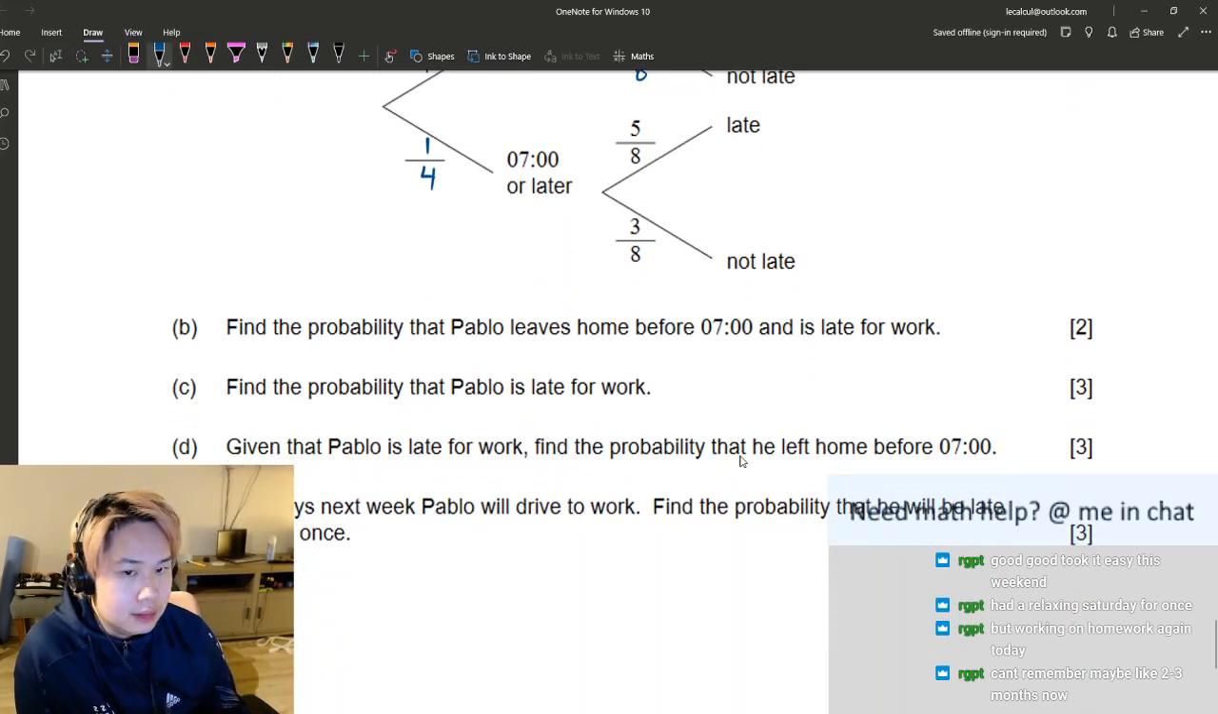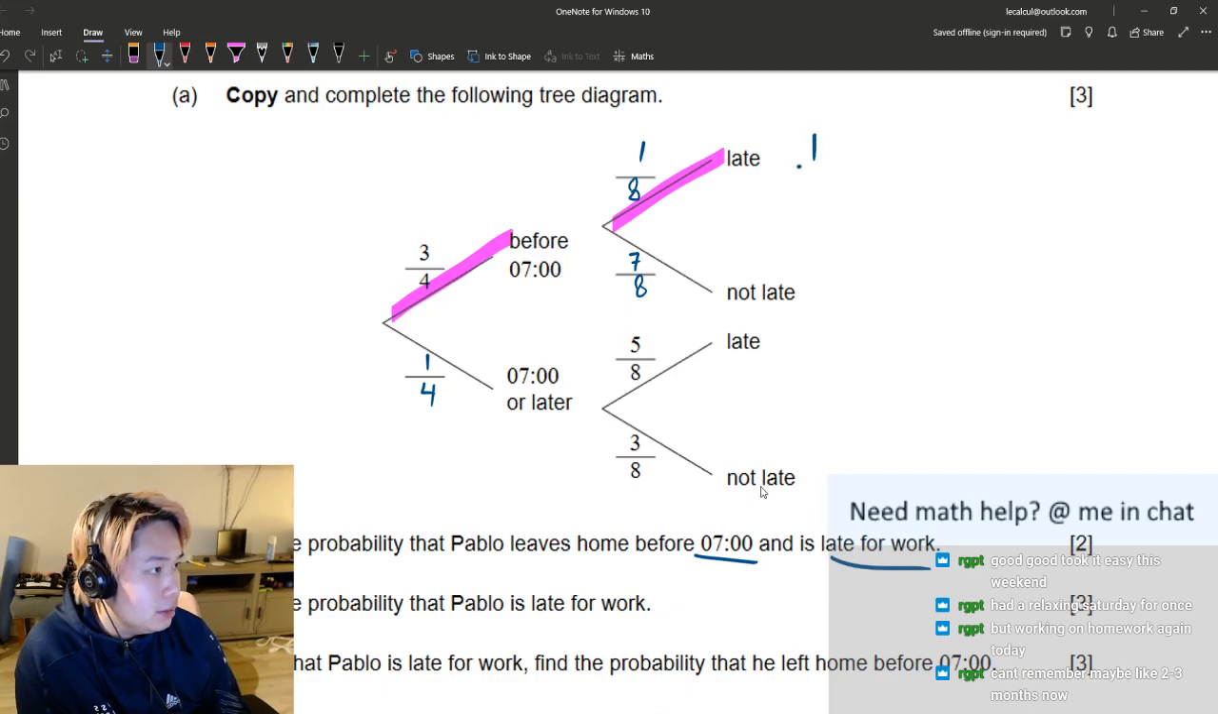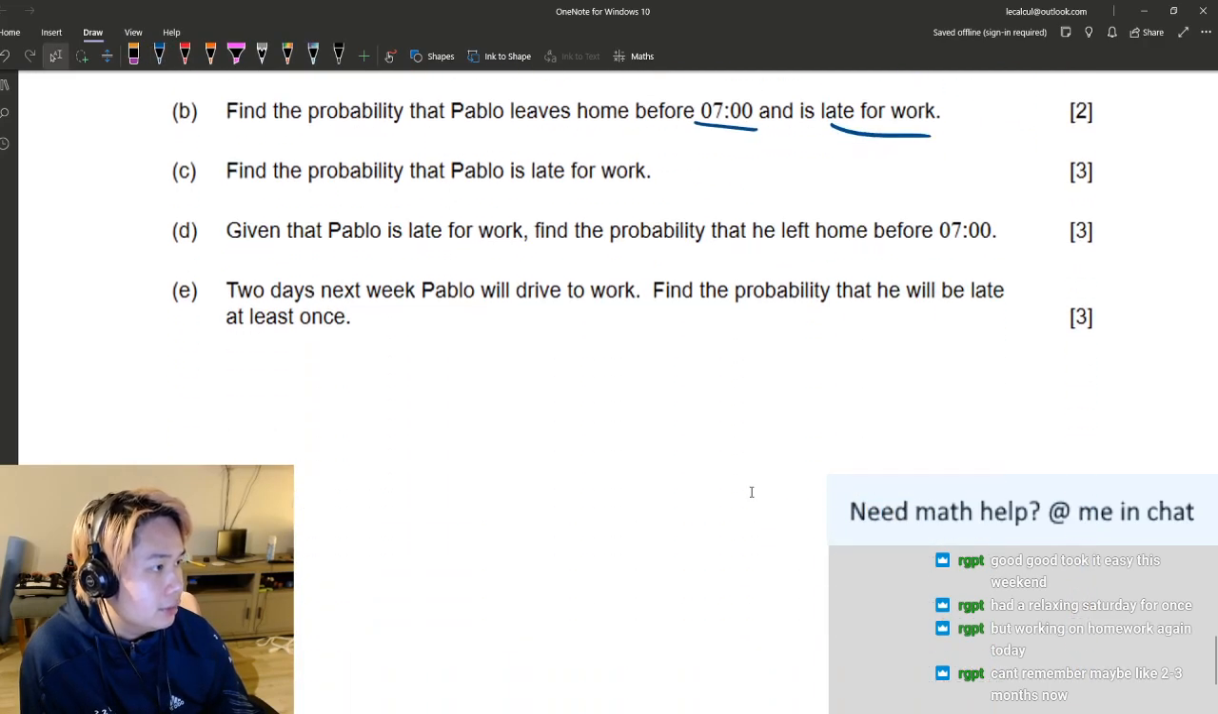Okay, next. Find the probability that Pablo leaves home before 7 and he's late for work. So he leaves home before 7, so we're taking this branch, and he's still late. So to calculate this probability, we just multiply the two separate events together. So him leaving before 7 with him being late anyways, which is 3 out of 32.